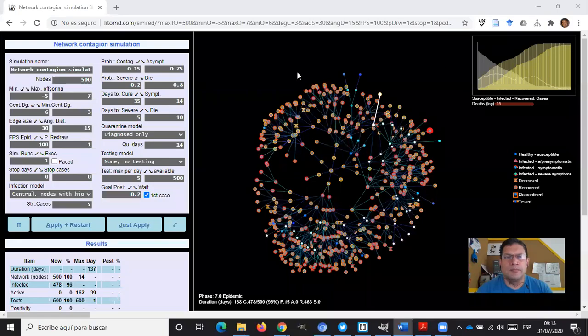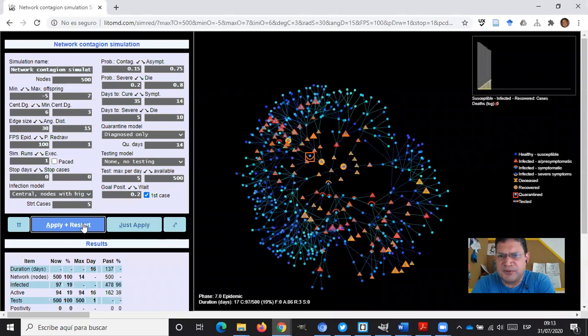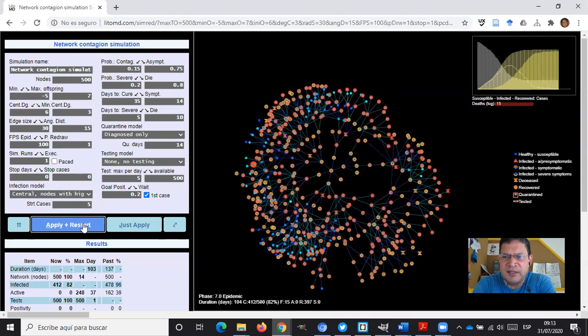Hi. In this video series, I'm going to introduce the Network Contagion Simulator, a simulator I'm working on that is intended to simulate the transmission of infectious disease in a network of persons. The simulator can be parametrized using the parameters section on the left side of the window. I will show you some of the parameters.